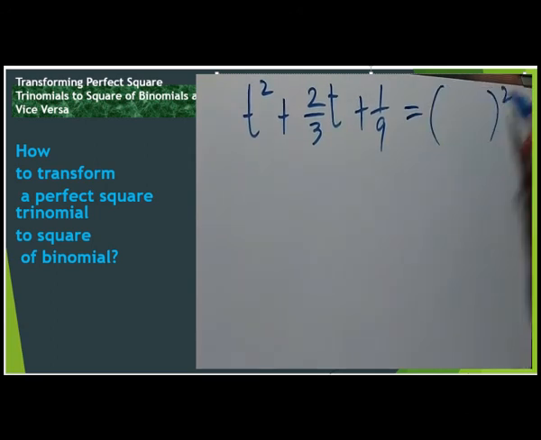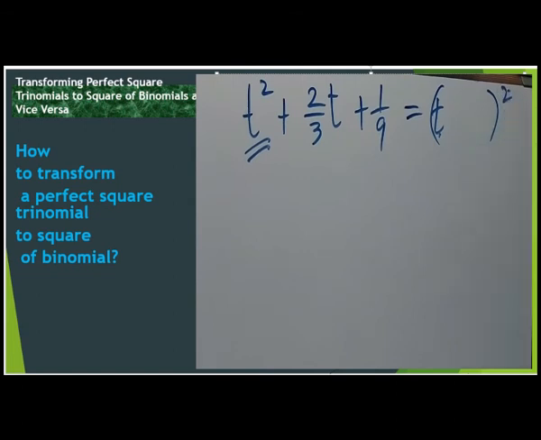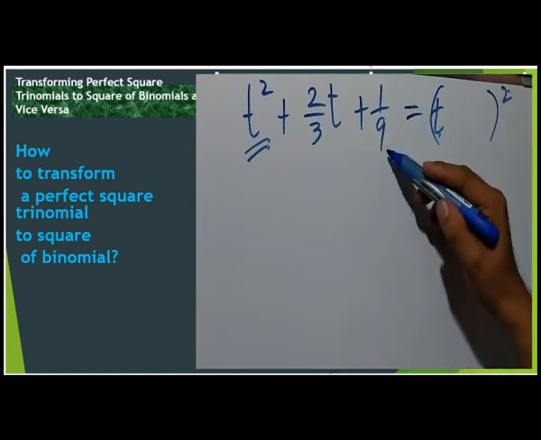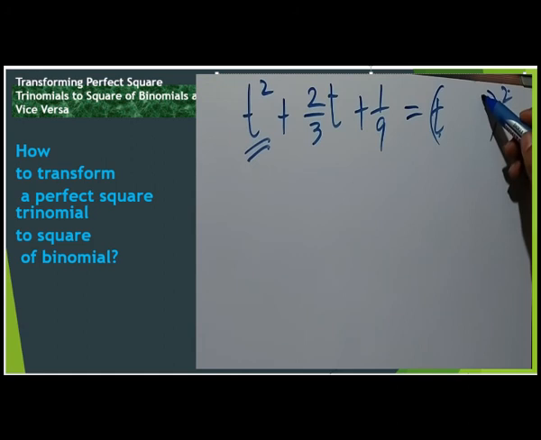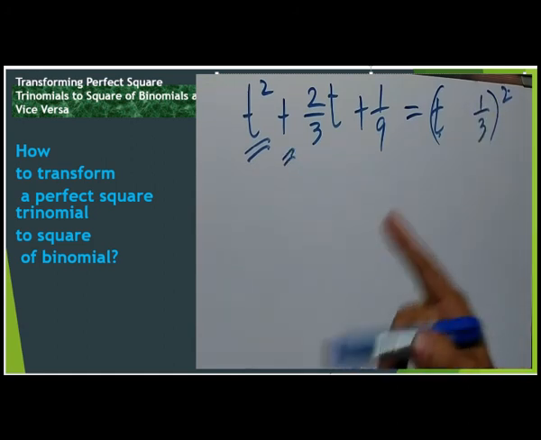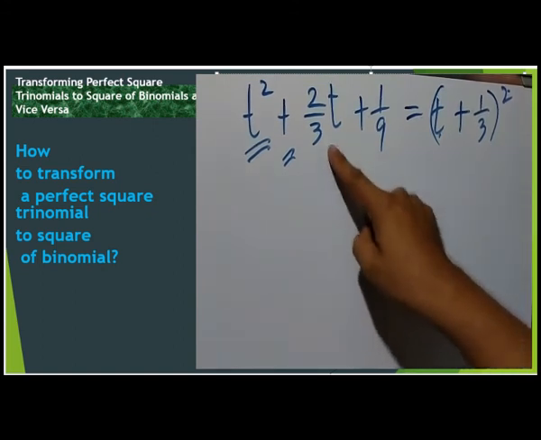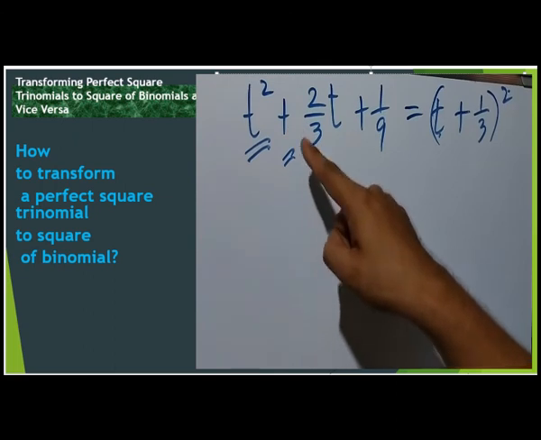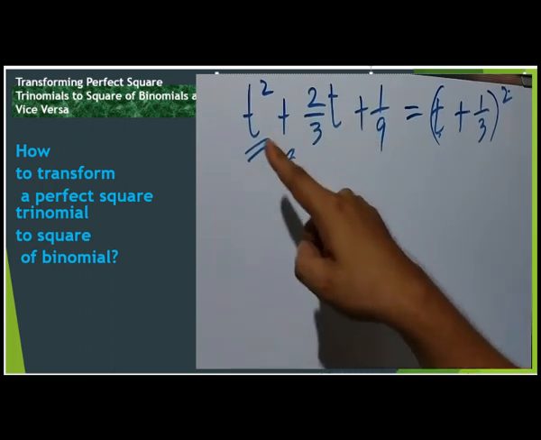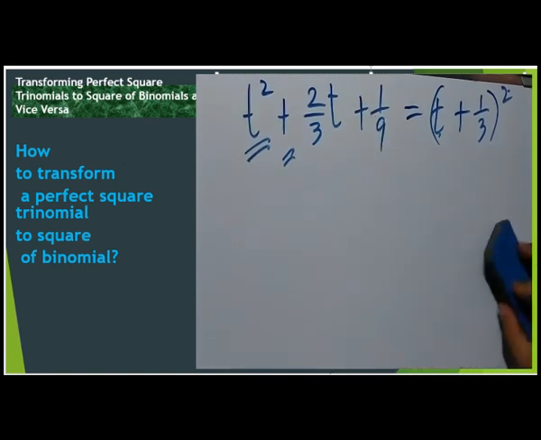We have the square root of the quadratic term t squared, which is t. And then the square root of the constant 1 over 9 is 1 over 3. Since the linear term has a plus sign, we just use plus. So we have the square of t plus 1/3 as the equivalent of the perfect square trinomial t squared plus 2/3 t plus 1 over 9.